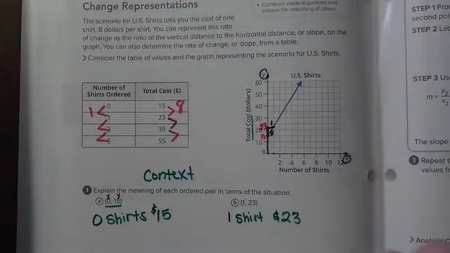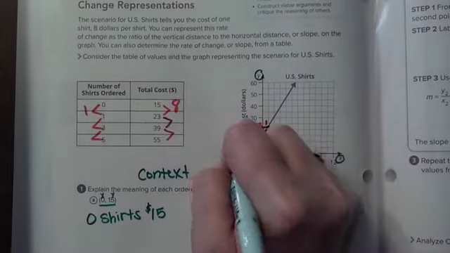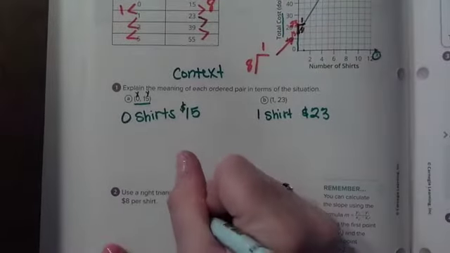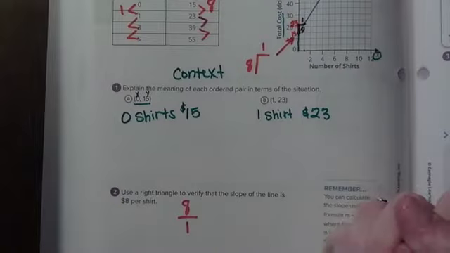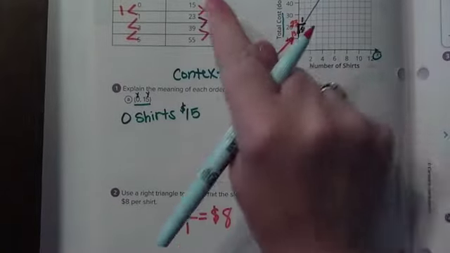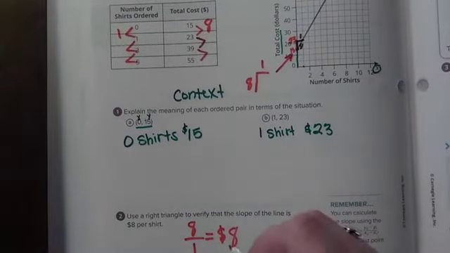I know it's kind of hard to get that to squeeze in there, but I'm just going to draw a little arrow. So it went up 8 and over 1, which, remember, is rise over run, change of y over change of x. 8 over 1 is 8. And it's changing $8 per shirt. So if you were to give that context, you would just say $8 per shirt.